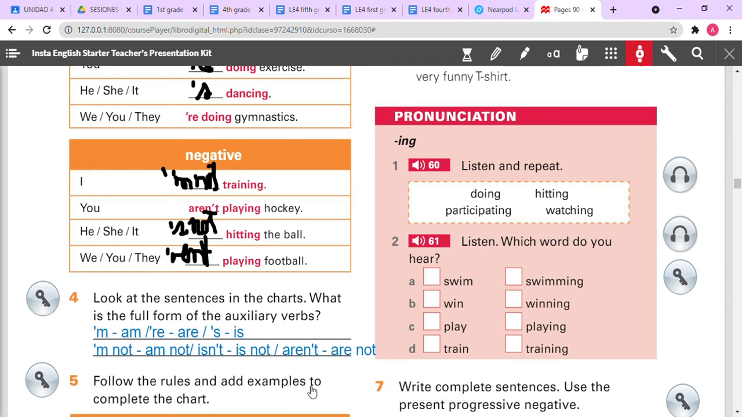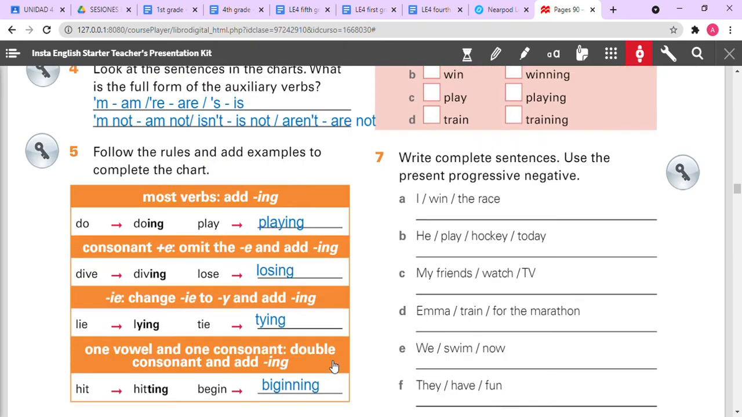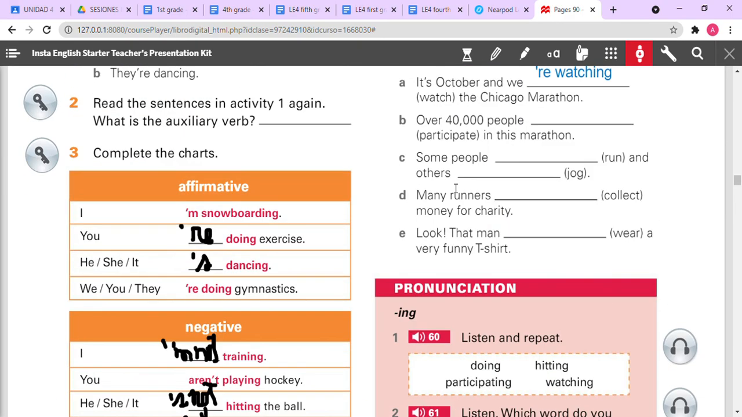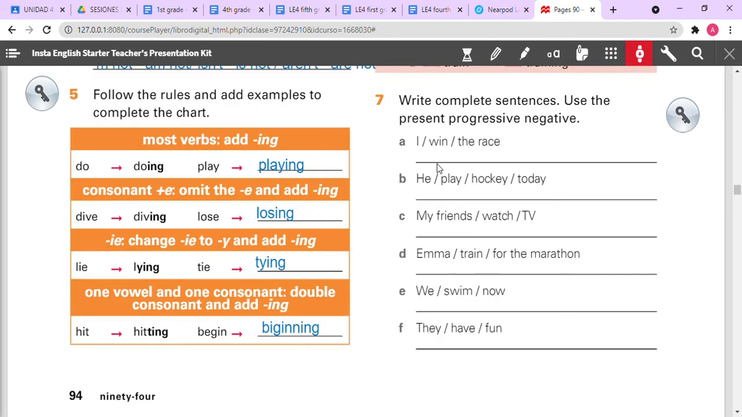So, if you couldn't listen, you can repeat this part on your laptop and there is no problem. Okay? Now, activity number 7, right? Complete sentences using the present progressive in negative. In negative; in this part it was affirmative. What is negative? This part. I win the race. I am not winning the race.